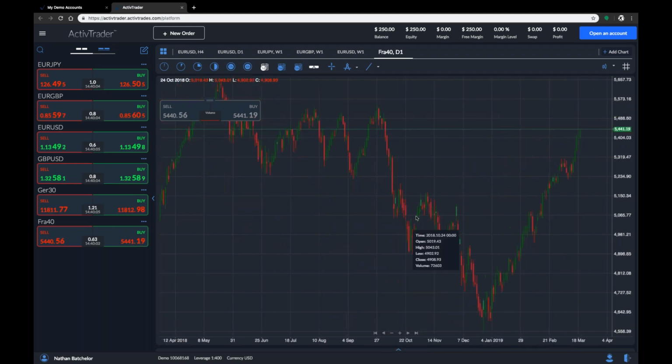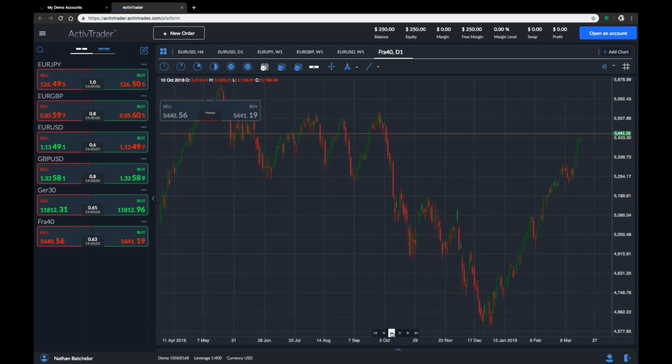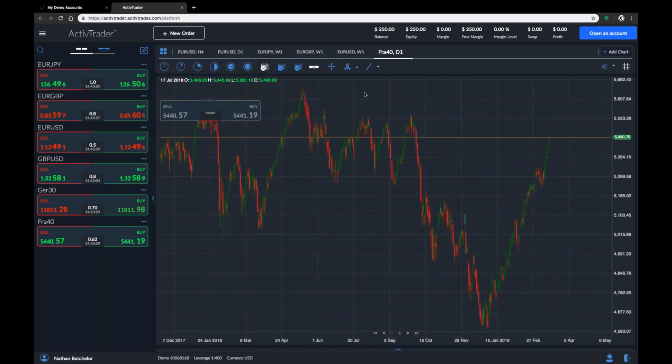All the indexes are going higher and higher and higher. S&P is just taking out some key highs, and it looks like the French are going to do something quite similar. Probably take out those.